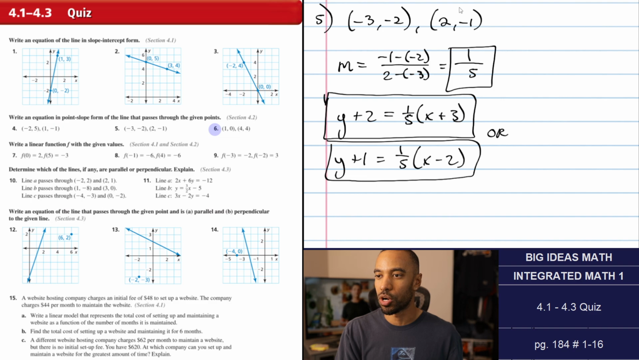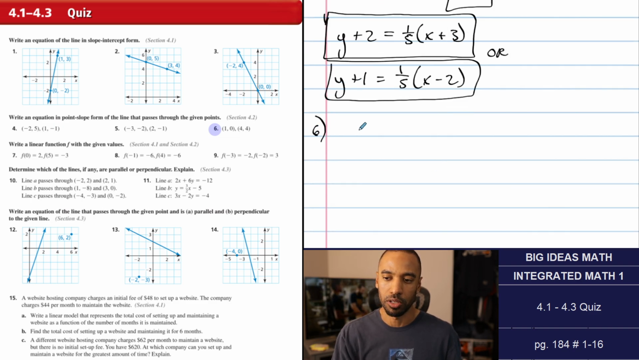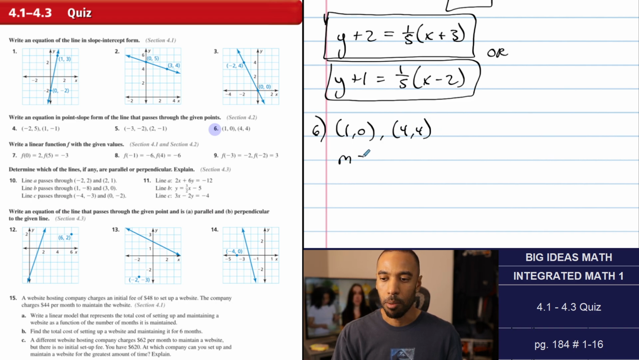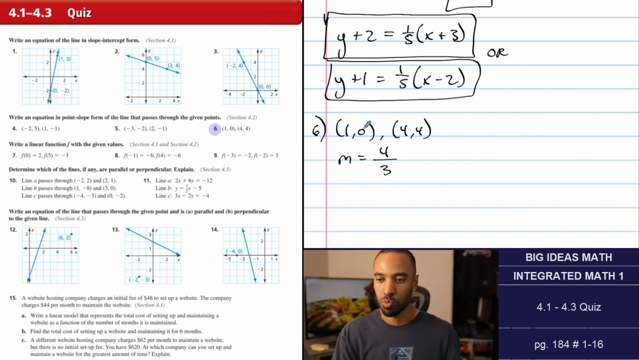Next one has 1, 0, and 4, 4. I think these ones are a little better off as far as mental work goes in getting that slope. Let's see if we can try this together. How much are we rising from 0 to 4? How much are we running from 1 to 4? From 0 to 4 is a rise of 4. From 1 to 4 is a run of 3. Your slope is 4/3. This can be your x1, y1.